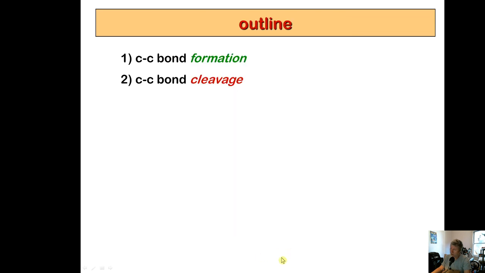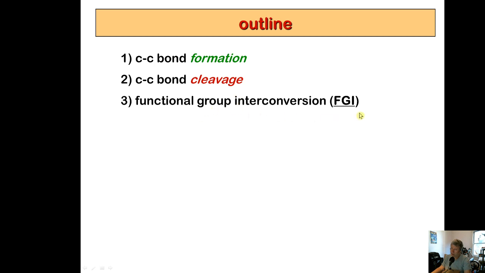Okay, so what are we going to talk about? We're going to talk about CC bond formation, all the different ways of forming CC bonds, and CC bond cleavage. There are not as many ways to cleave bonds in organic chemistry. Then functional group interconversion, so ways to transform one functional group into another. We've seen lots of these, and it's just another class of reactions to know about.